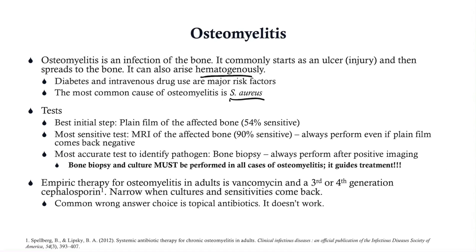The empiric therapy for osteomyelitis is going to be broad coverage. The big one that you need is vancomycin because it covers MRSA, and MRSA is common. Then you'll also add on a third or fourth generation cephalosporin, so something like ceftriaxone. Have you noticed? We use this a lot. Or you can use cefepime. Okay? A common wrong answer choice is topical antibiotics. It does not work. So we're going to go with IV antibiotics.